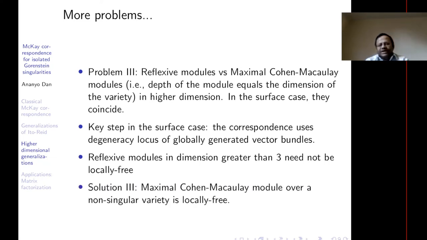But we know that maximal Cohen-Macaulay modules over non-singular varieties are locally free. This follows almost by definition, by the definition of depth. A maximal Cohen-Macaulay module is one where the depth is the same as the dimension. Then you simply need to use the Auslander-Buchsbaum formula, which says that the projective dimension will be zero, which means that this is going to be locally free. So the correct objects to use in the higher dimension case are maximal Cohen-Macaulay modules.